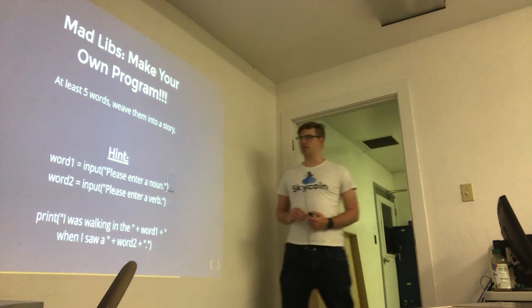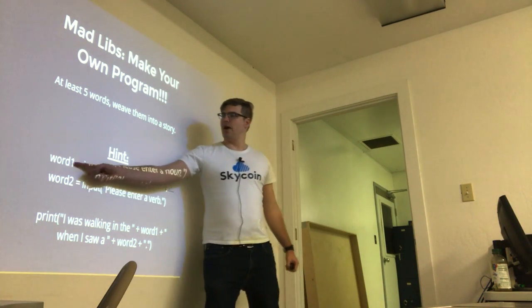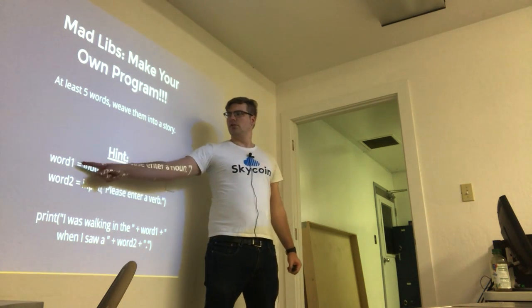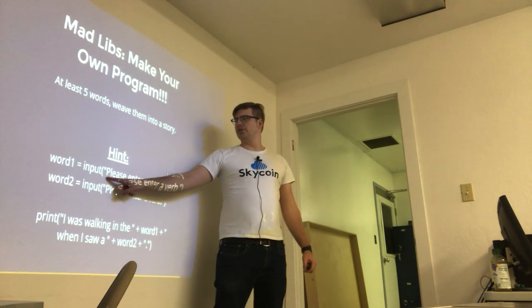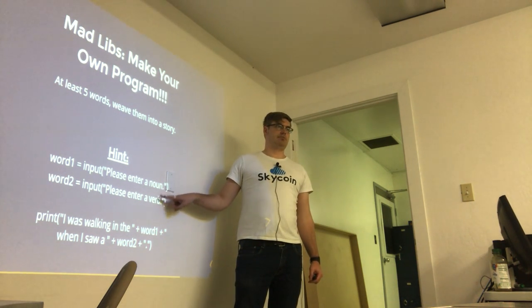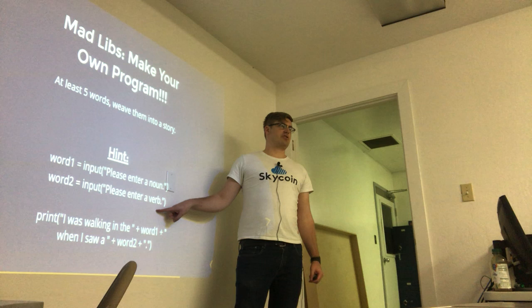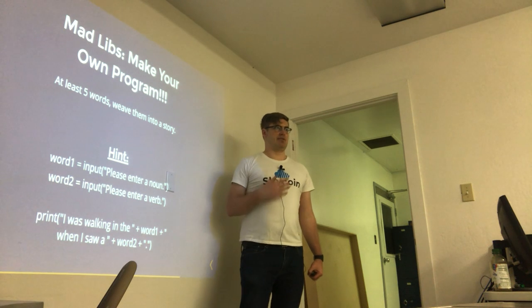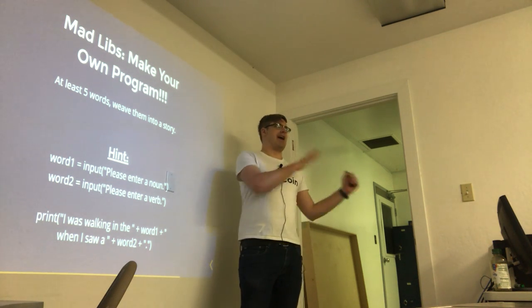So just to start out, I would like 5 of these statements like this. Word 1, input, please enter a noun or a verb. You can also use an adjective if you'd like to. An adjective is something that describes something else, like the green man or the fast man.